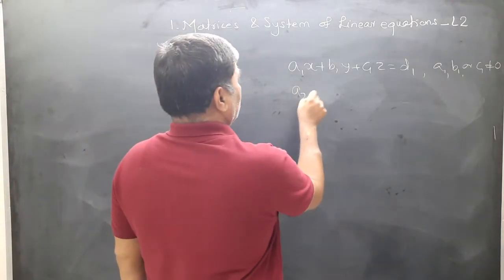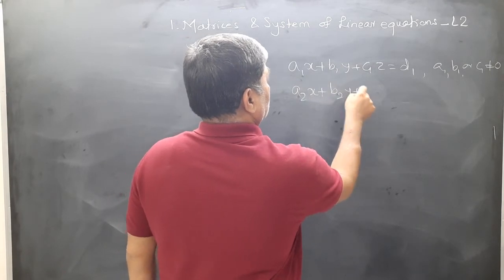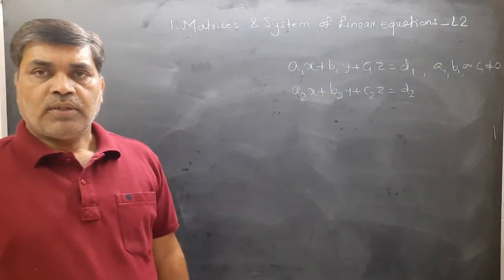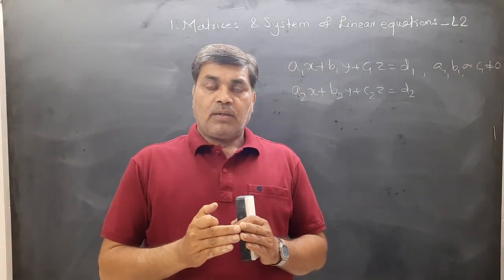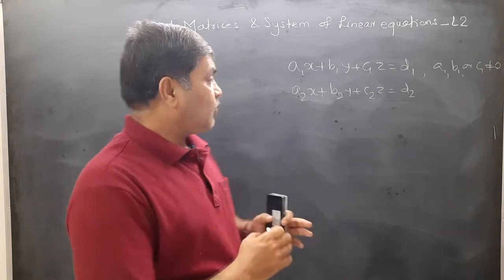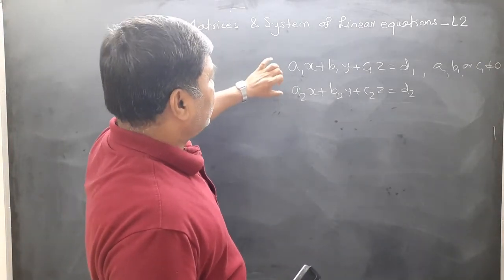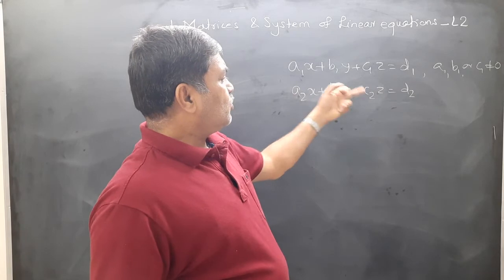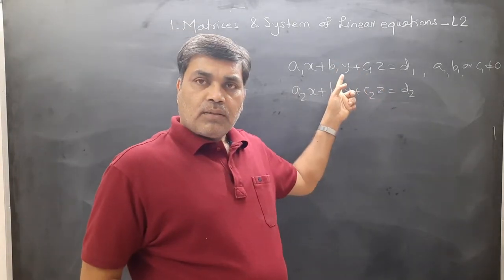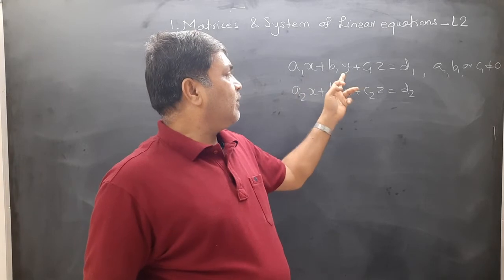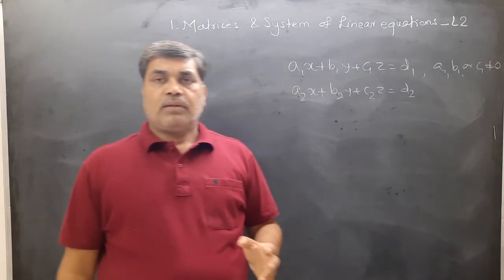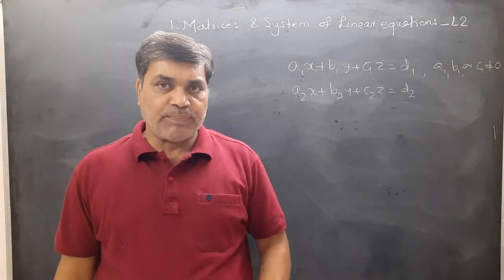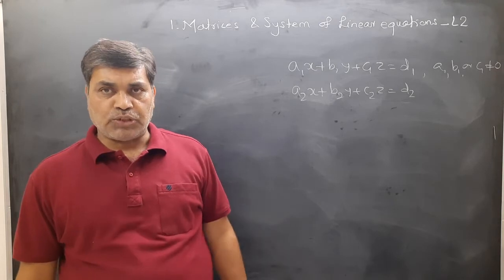If I take a2x plus b2y plus c2z is equal to d2, I have two planes now. Those two planes represent one and the same plane if these coefficients are in proportion: a2, b2, c2 and d2 are the same scalar multiple of a1, b1, c1 and d1. Then those two equations represent one plane, and in that case it has infinitely many solutions.